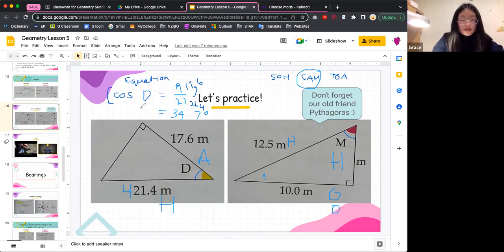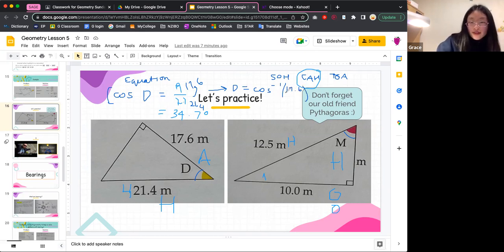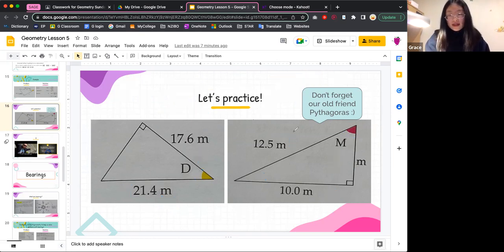So we've got D is equal to, so on your calculator, this is what you would do. You would use the inverse cosine of 17.6 over 21.4. So that's what you would do on your calculator. And yeah, it becomes 34.7 degrees. Okay.